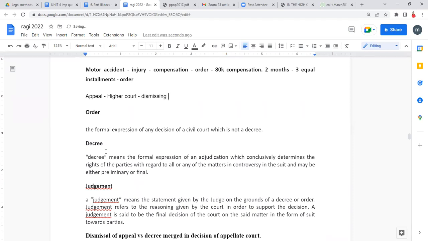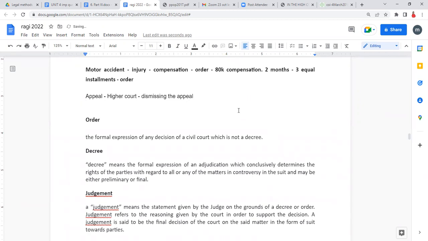That means we don't have anything else to say, but whatever the lower court has said, we agree to that, we accept that. So we are dismissing your appeal. Whatever the lower court had said, the same thing will be applied. We approve that. So like that, they may accept the decision of the lower court, as in dismissing the appeal. We accept whatever the lower court has said, the same thing will be applicable.